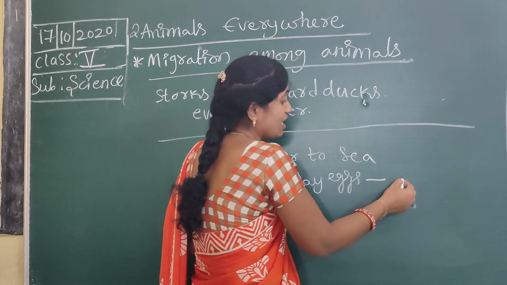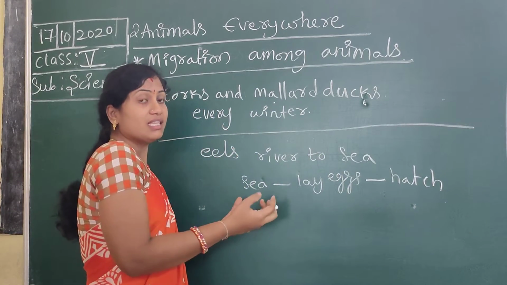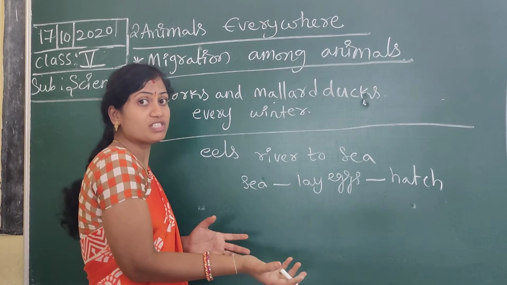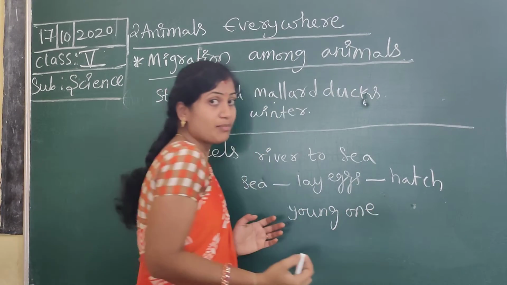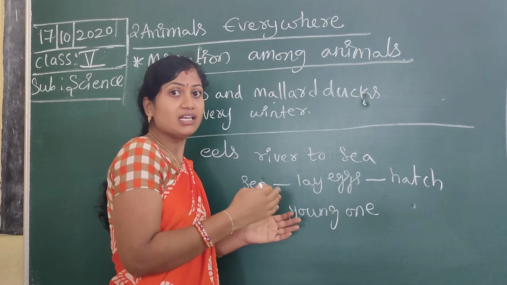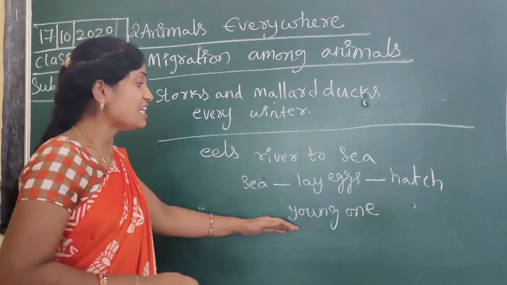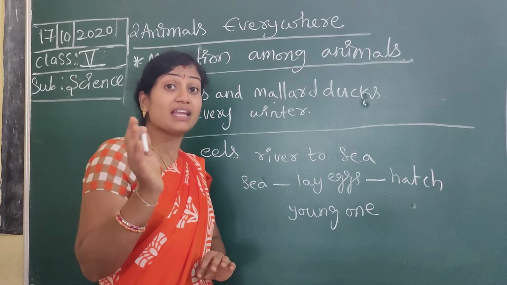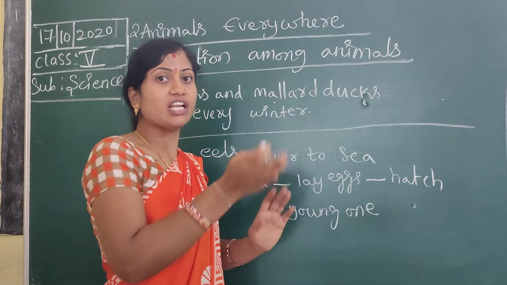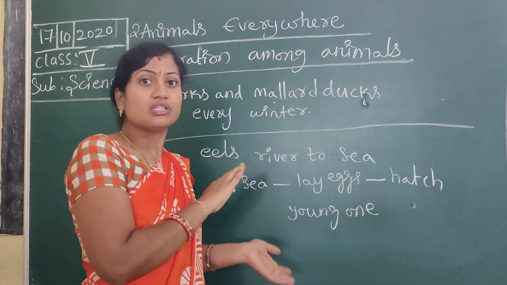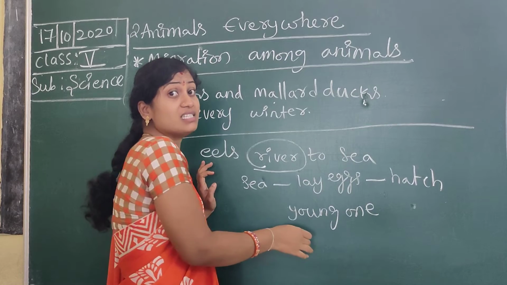Afterwards the eggs hatch, and the small babies, the young ones, come out of the eggs. The parent fish will die after the young ones hatch. Then the young ones travel back to that river where their parents had started their journey. They travel back to that river only.